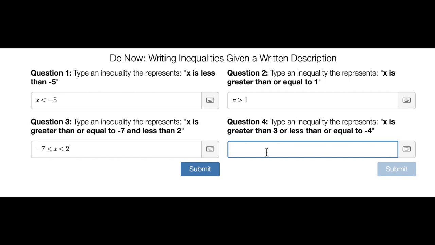Question 4, type an inequality that represents x is greater than 3 or less than or equal to negative 4. So x is greater than 3 or x is less than or equal to negative 4. Now, normally I would switch these. In fact, I think that's what I'm going to do, because usually we want to write the most negative number first, which is negative 4, and the most positive number second, which is 3. So I just switched it around, but either way, you would have gotten that correct.